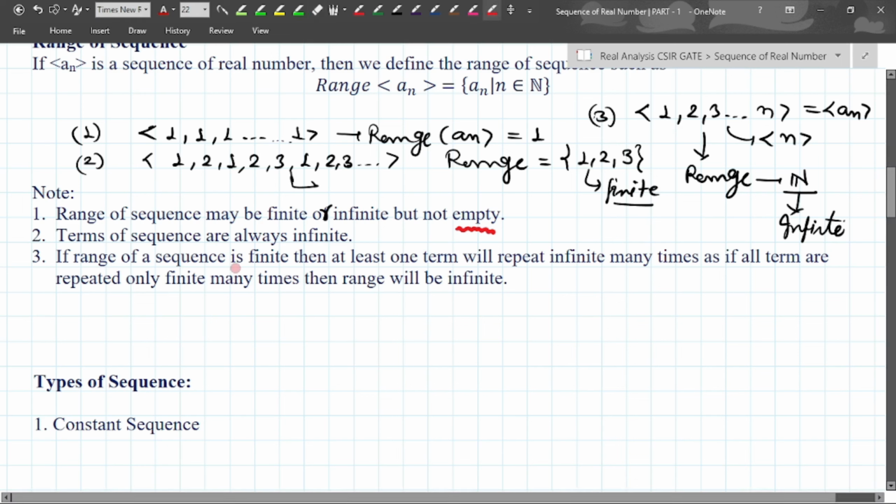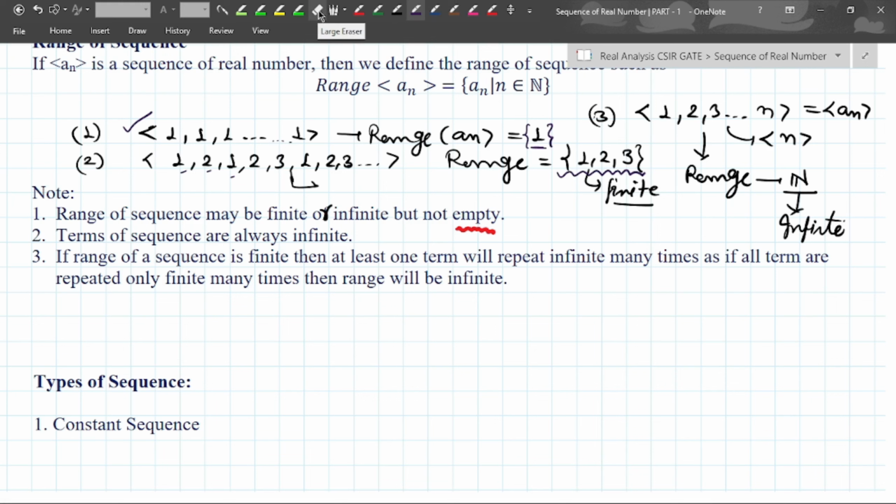If the range of a sequence is finite, then at least one term will repeat infinitely many times. For example, we have this. If the range of the sequence is finite, it means at least one term will repeat infinitely many times. So you can see here 1, 2, 3 are repeating infinitely many times. It means at least one. For example, this one is also finite, and here at least one, it means 1 itself is repeating infinitely many times.